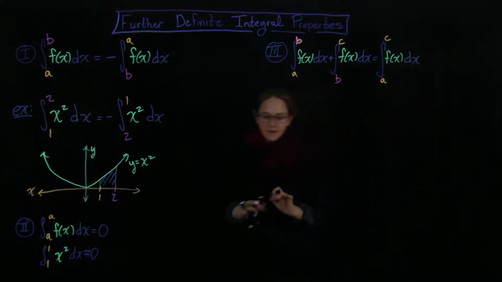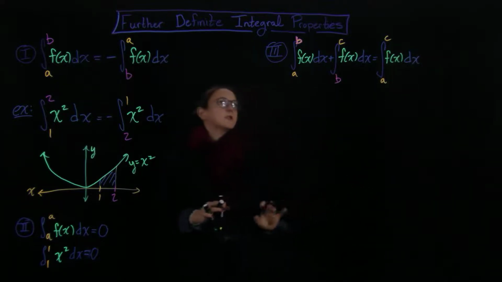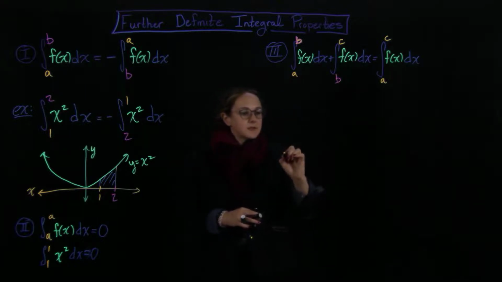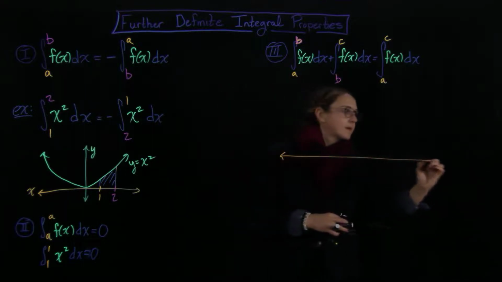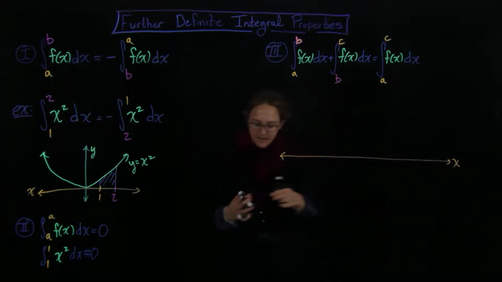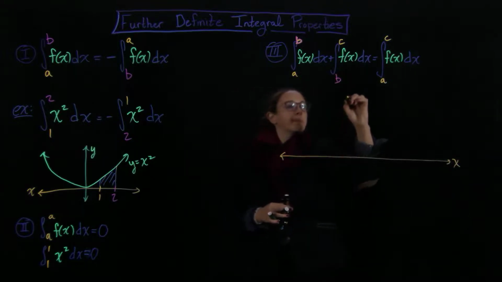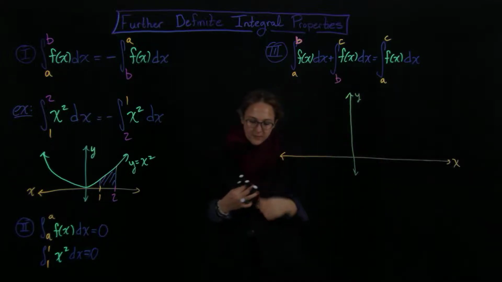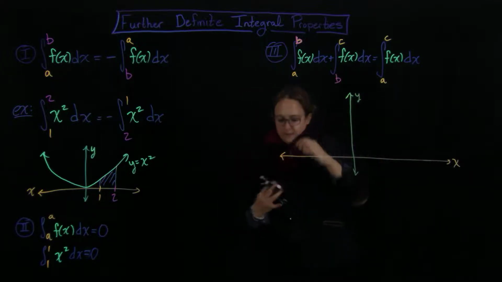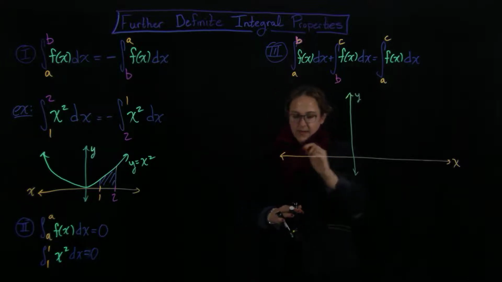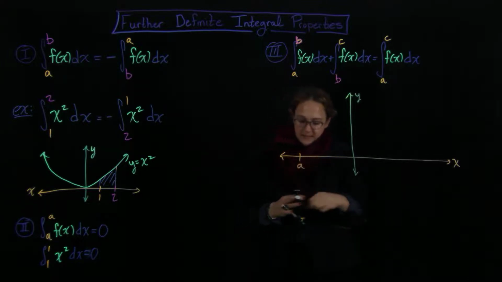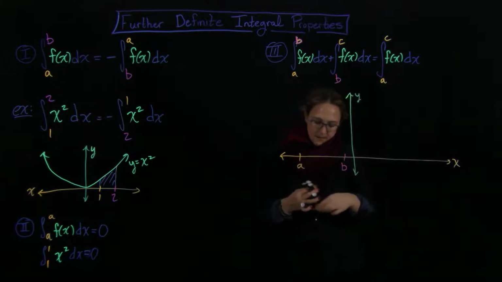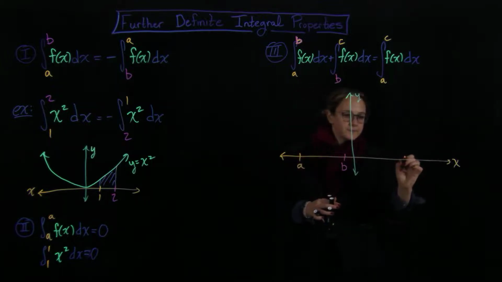Okay. So let's first look at why this is believable. We'll draw the schematic picture here. Imagine this is your x and your y, and you have your function. Let's put on our a and our b and our c. So maybe our a is here, and our b is here, and our c is here.